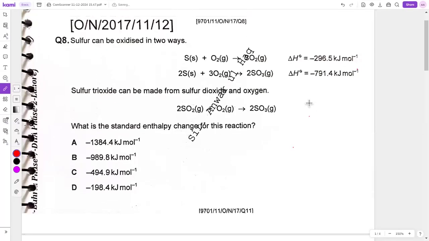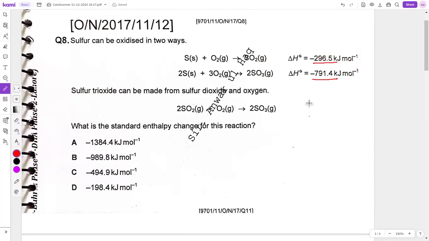ओके, अब देखें ये क्वेश्चन क्या कह रहा है कि सल्फर can be oxidized in 2 different ways. So how many equations have they given? 2 equations given hai with relevant energy changes. Beta, look, energy changes are given. And which equation is the target equation? Can you see, beta? The target equation is this one. So what is your target now? To develop this equation from the given equations.